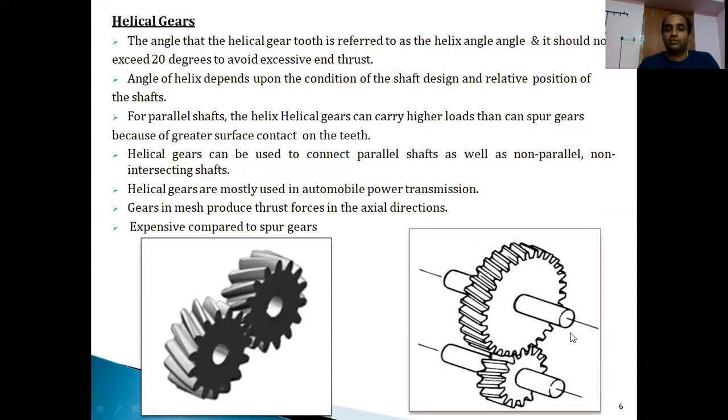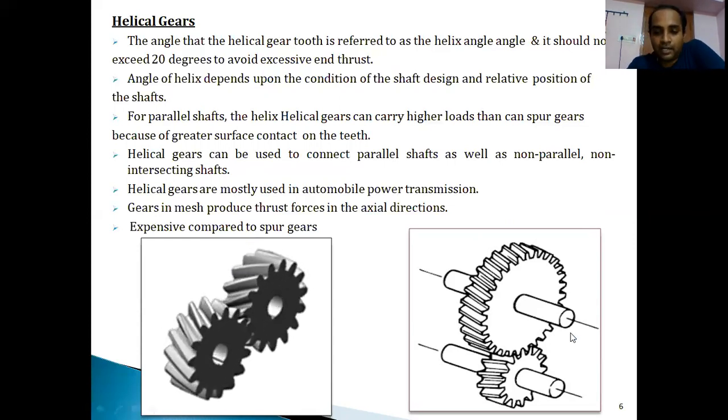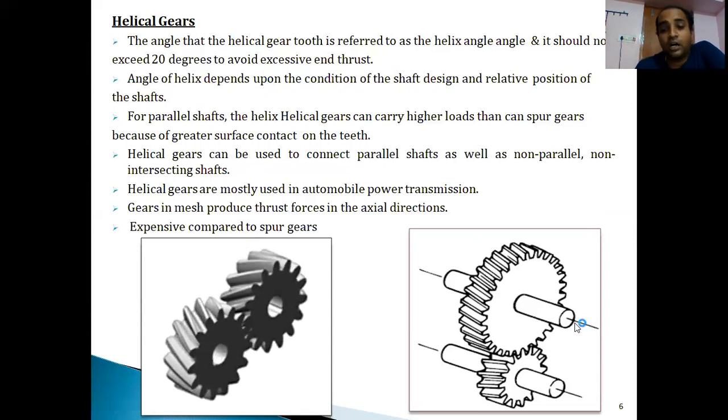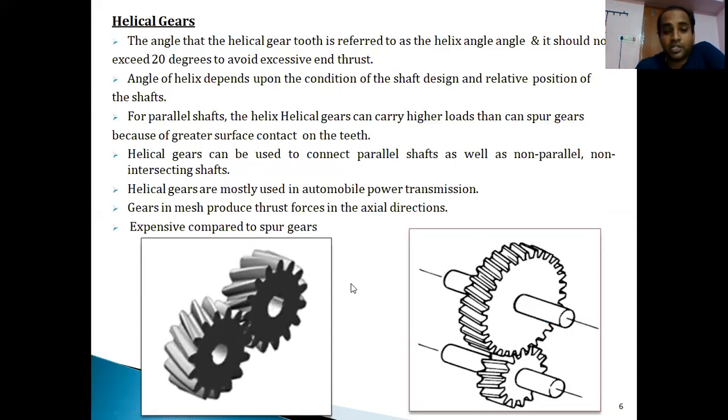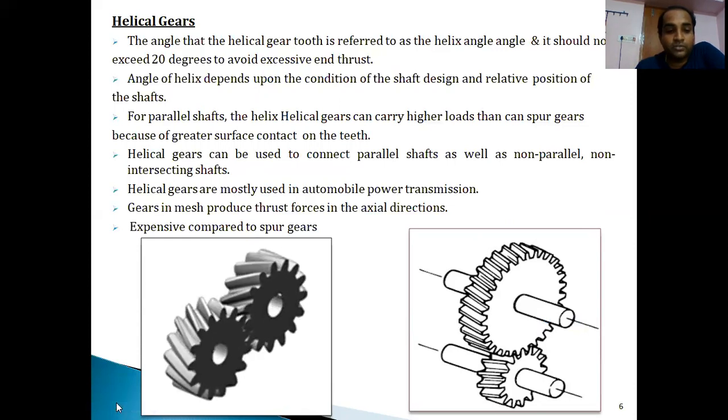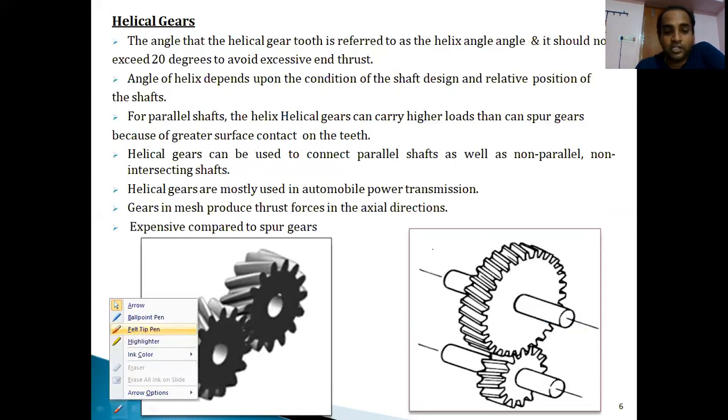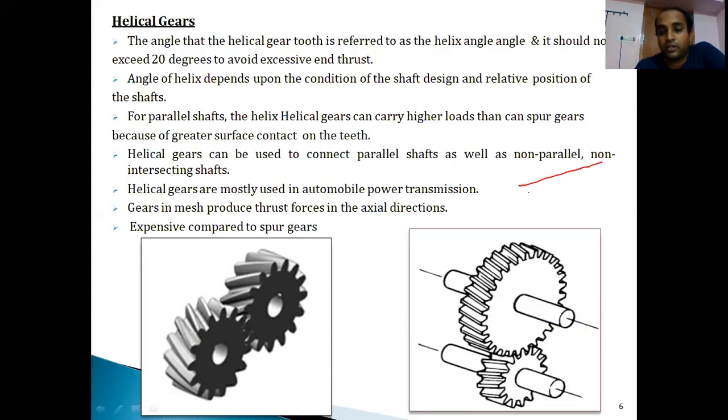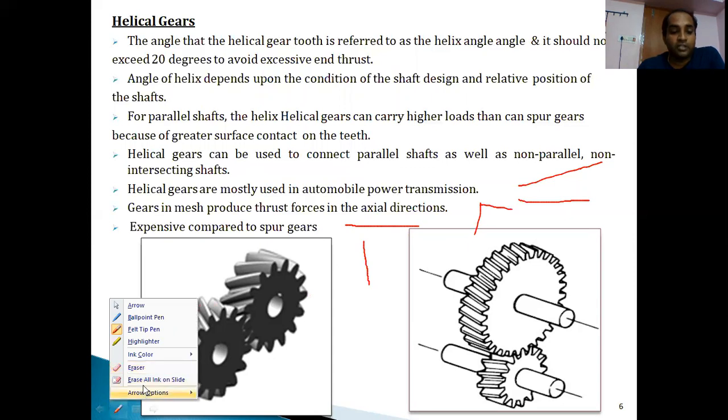So helix gears, once more I am repeating, you can use for parallel shafts, as you are seeing right now in the sketch, or you can use for non-parallel shafts. Apart from that, you can use them for intersecting shafts or non-intersecting shafts. You can use them for non-parallel shafts in this fashion, for intersecting shafts in this fashion, or even for non-intersecting shafts. So in whatever position you want to mount the shaft, you can use this type of gears in that direction. This plays a very important role.